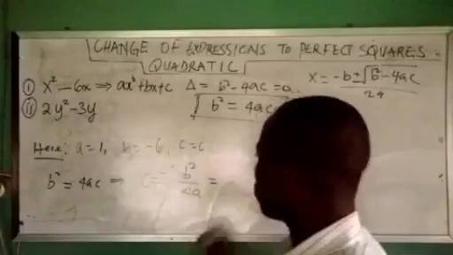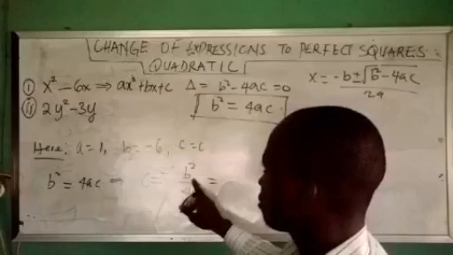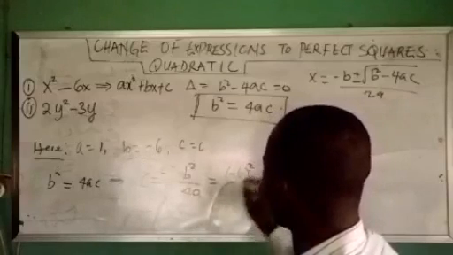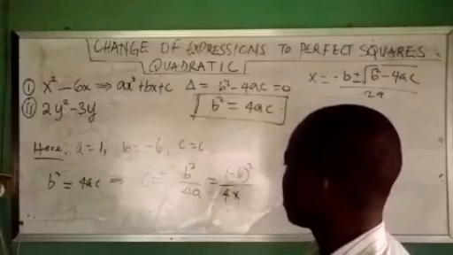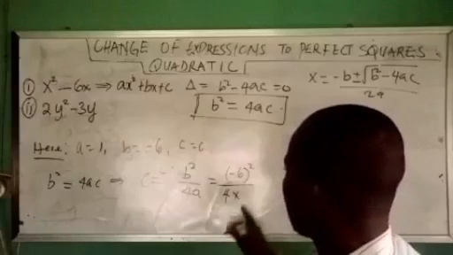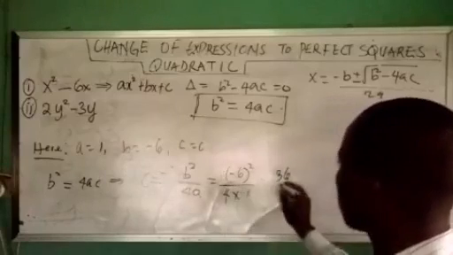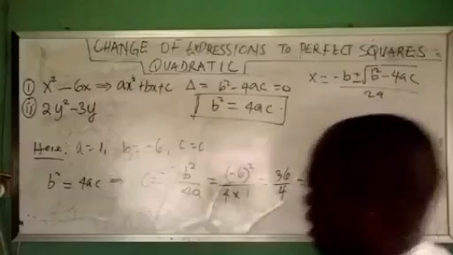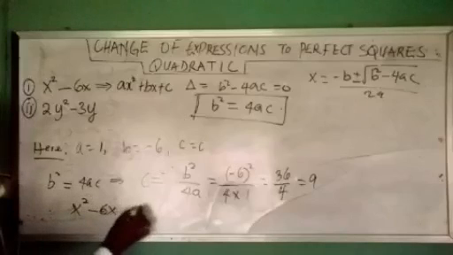So now, from what we are given here, you can see that b squared, what is it? b here is minus 6, squared, over 4 times, what is a? a is 1. So we have 36 over 4. 36 divided by 4 will give us 9. Therefore, you can now complete this to be x squared minus 6x plus 9.